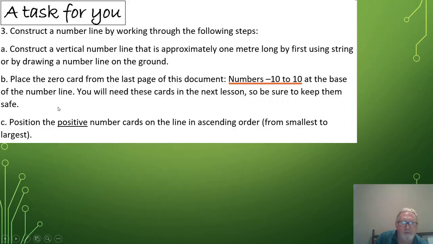All right, so I want you to grab the positive cards, so that's not the negative ones, the positive ones, and put them on the number line in ascending order from smallest to largest. So pause the video and do that for me now. If you're not sure, have a look at the next section. That'll give you a bit more of a clue.